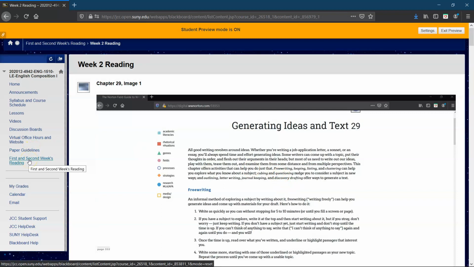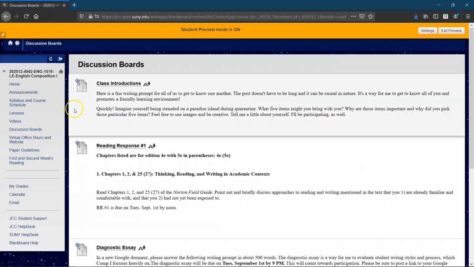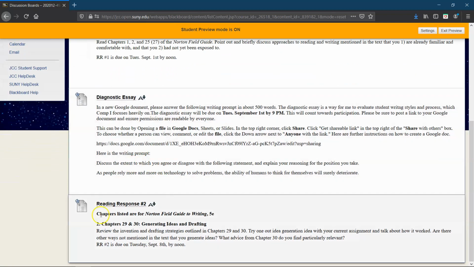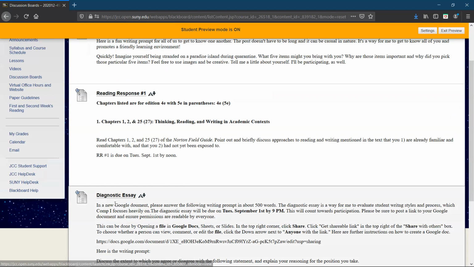And keep in mind that the discussion boards are also part of homework or participation. And I do read those on a weekly basis. So if you have not already, please be sure to catch up on reading response number 1 and the diagnostic essay and the reading response number 2.